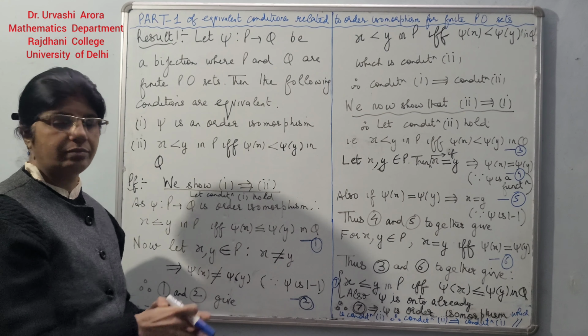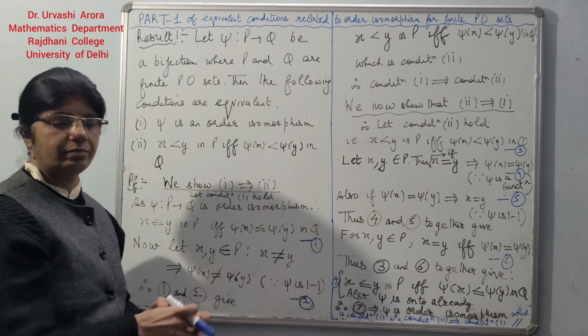Result 1 states that let psi mapping from P to Q be a bijection, where P and Q are finite PO sets. Then the following conditions are equivalent. Condition 1, psi is an order isomorphism. Condition 2, x is strictly less than y in P if and only if psi x is strictly less than psi y in Q. So this is the statement of result 1.